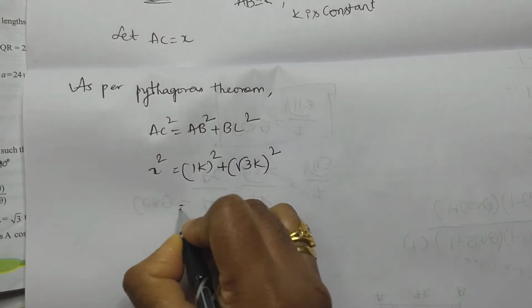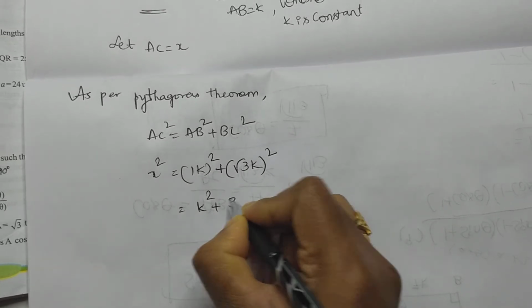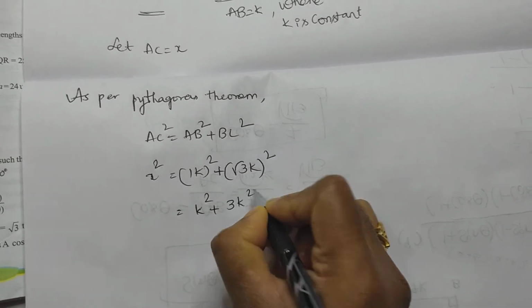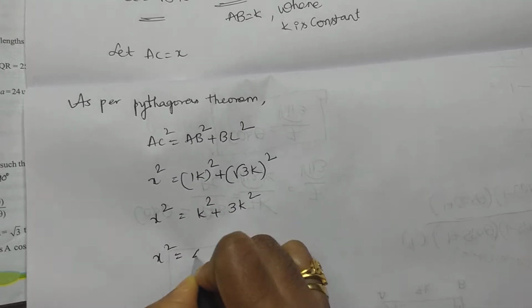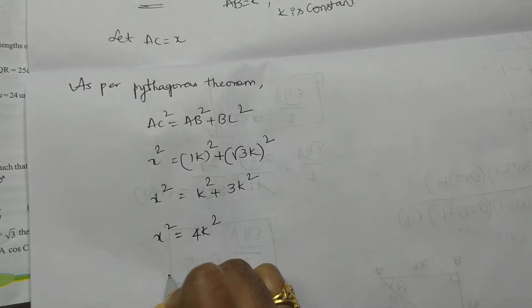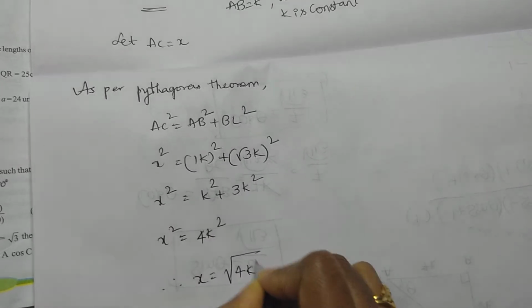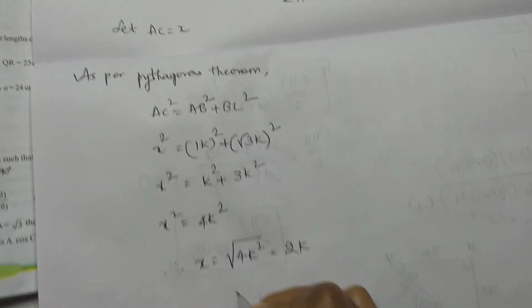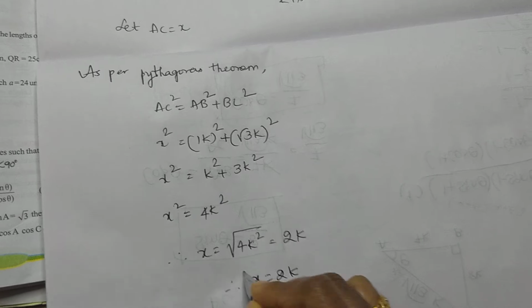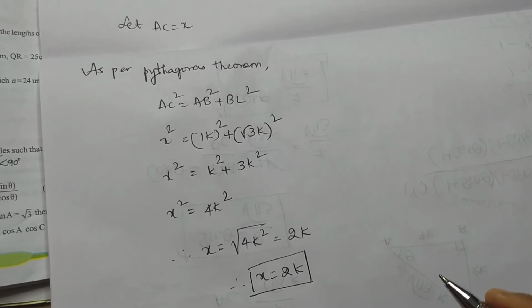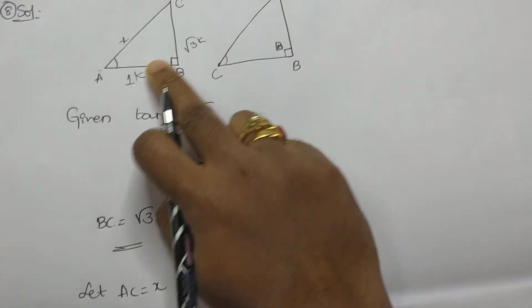So what does it become? That equals k square plus root 3 whole square, which becomes 3k square. So X square equals 3k square plus k square, it becomes 4k square. Therefore X equals square root of 4k square, nothing but 2k. Correct? So these are all simple calculations, you have to do them directly. So X is 2k, we got it by using the Pythagoras theorem. So the X value we got.